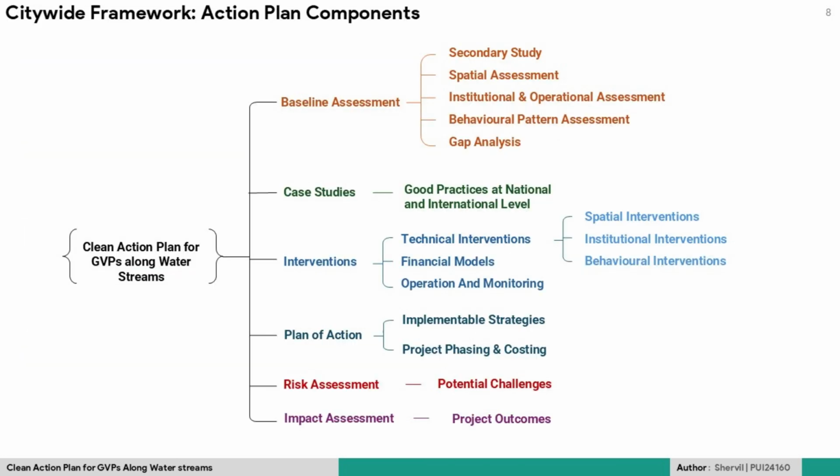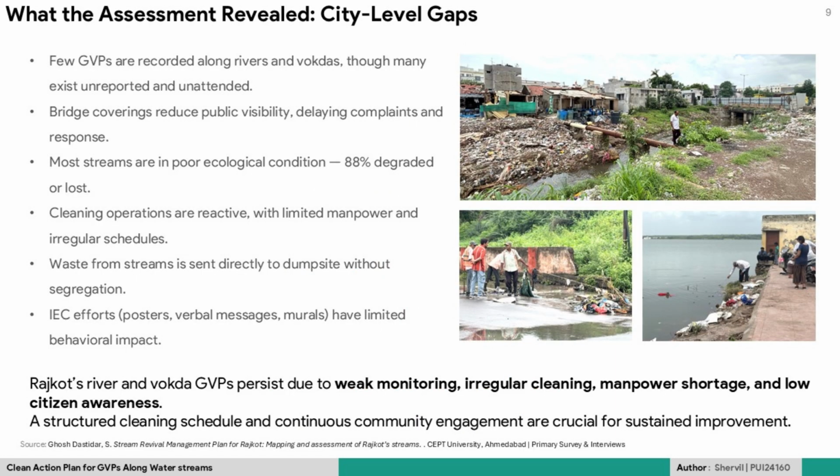The citywide framework includes diagnostics, institutional strengthening, technical interventions, IEC strategies, costing, phasing, monitoring, and expected impact, covering spatial, behavioral, and financial dimensions. City level gaps highlight unreported GVPs along drains, limited manpower, reactive cleaning, weak monitoring, and persistent behavioral dumping. Nearly all waste collected from streams goes unsegregated to dump sites.